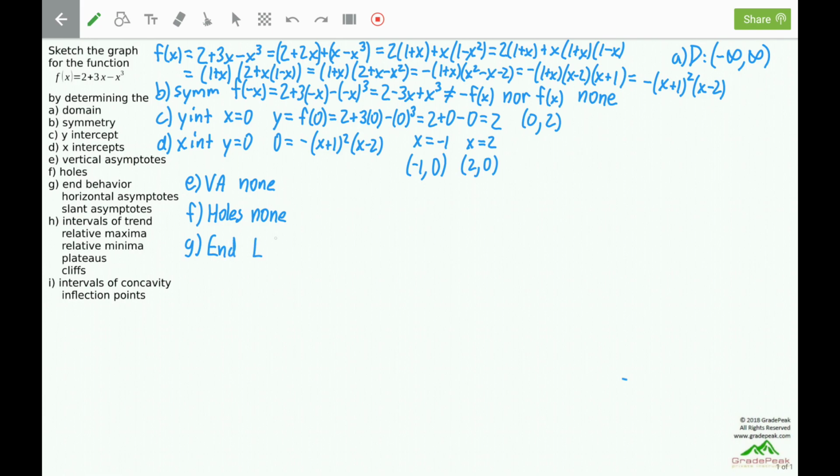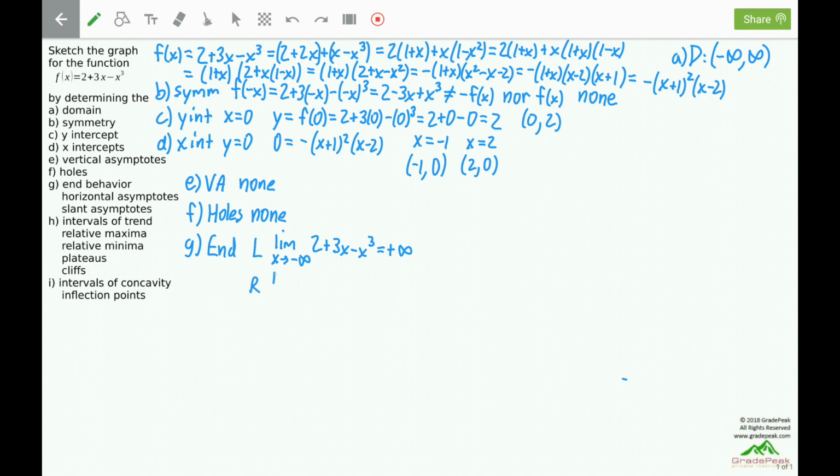We can determine the left end behavior by taking the limit as x approaches negative infinity of f of x, 2 plus 3x minus x cubed. Only the highest power term will matter here. That's this one. Negative cubed is negative times a negative is positive, and then infinity cubed is infinity. So this will work out to positive infinity for left end behavior.